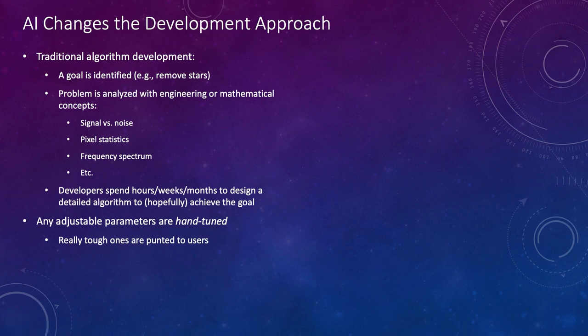Developing neural networks for image processing is very different from traditional algorithm development, as you saw earlier with the exercise of how we would build this manually. In the traditional approach, we identify our goal, and then we do some hardcore engineering and mathematical analysis on how we might solve that: signal versus noise, pixel statistics, frequency spectra, et cetera. Then we try to hand design mathematical operations that will accomplish that task. Any parameters that need to be adjusted are all hand adjusted.